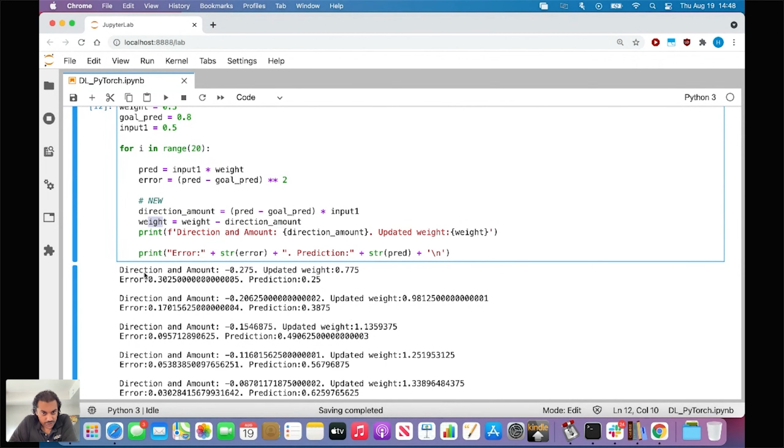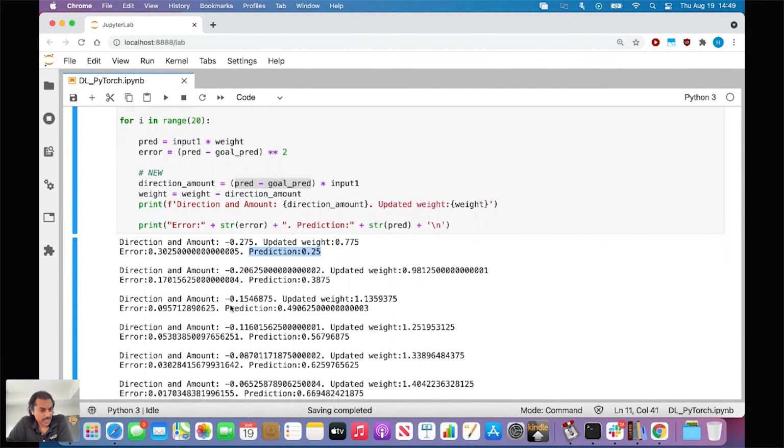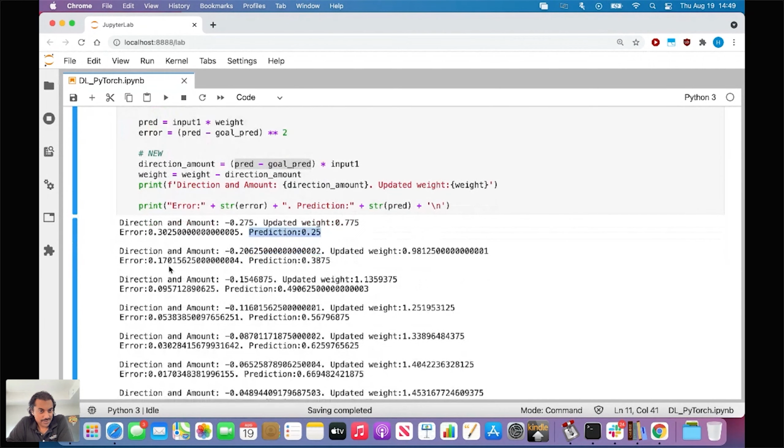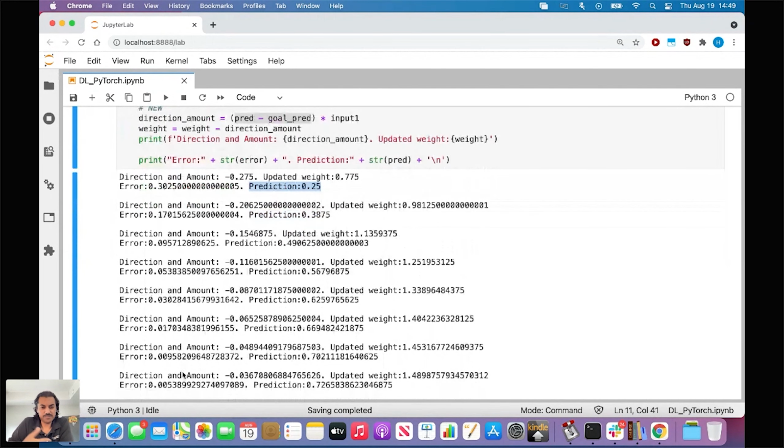Here in our first iteration, we have an amount here, this prediction minus our goal. And our new updated weight based on that is going to be 0.775. Here's our error, the same as we saw before, and here's our prediction. But look what's happening iteratively. Do you see what's happening here? Our error is slowly but surely getting smaller and smaller. And I did this 20 times.